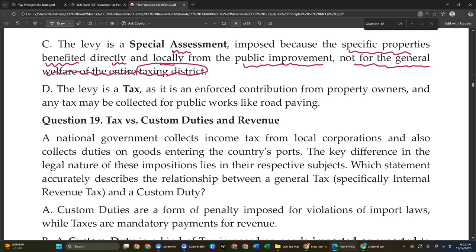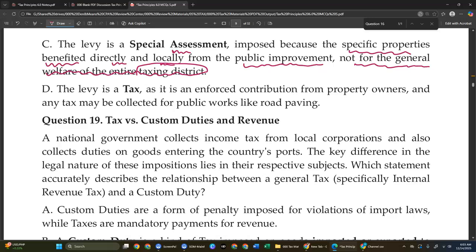These are only selected properties or subjects that have to pay for the levy. They are the ones who are also benefiting from the improvement, not the public in general.